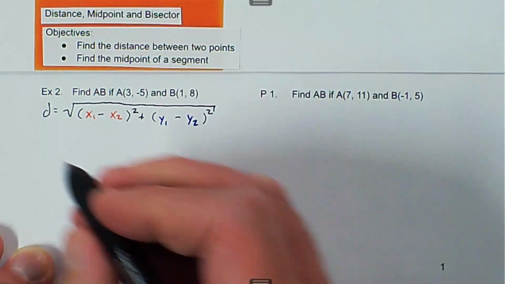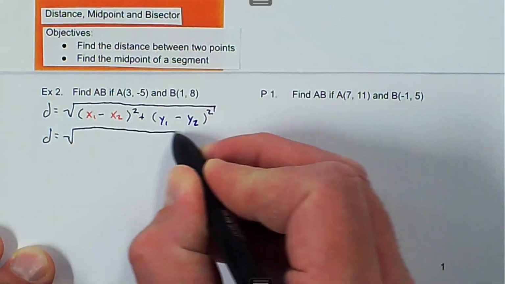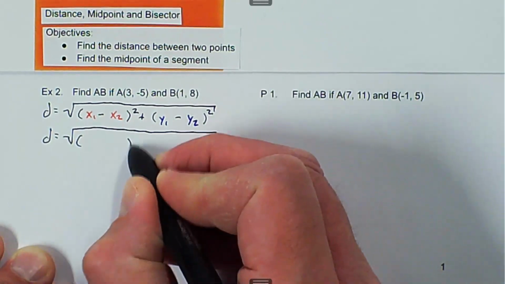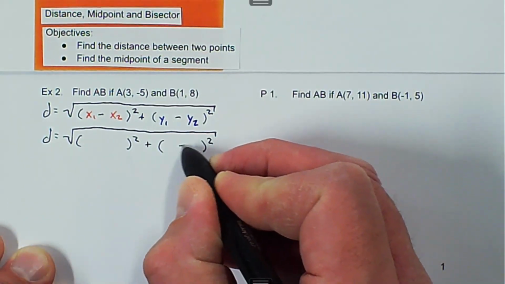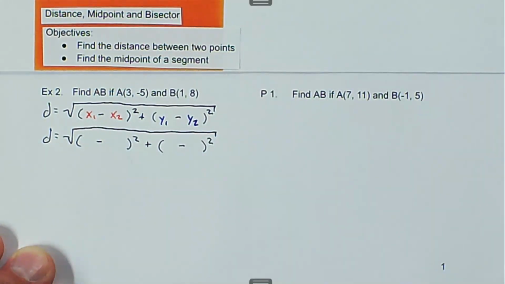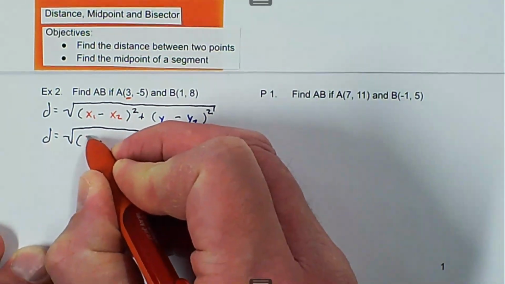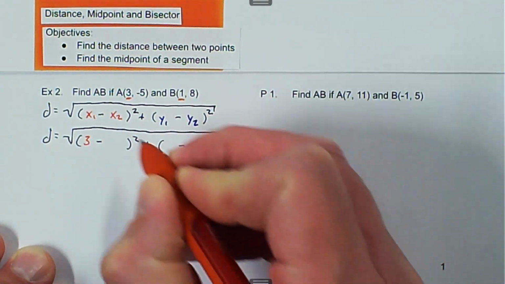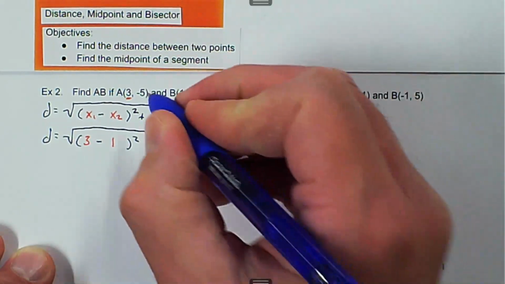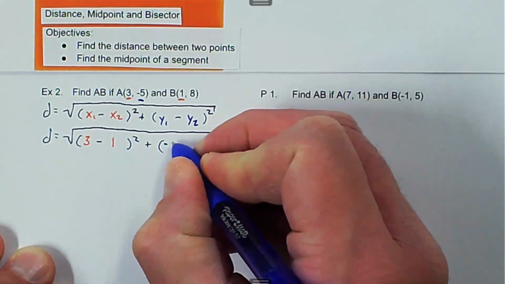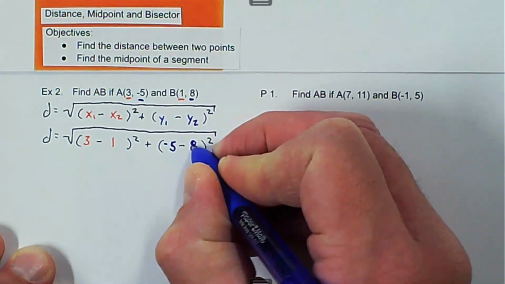So I'm going to substitute those in. So we have the distance is equal to the square root of our two groups, and always a minus sign in the middle. So x sub 1 is going to be 3. X sub 2 is going to be 1. Y sub 1 is -5. And y sub 2 is 8.